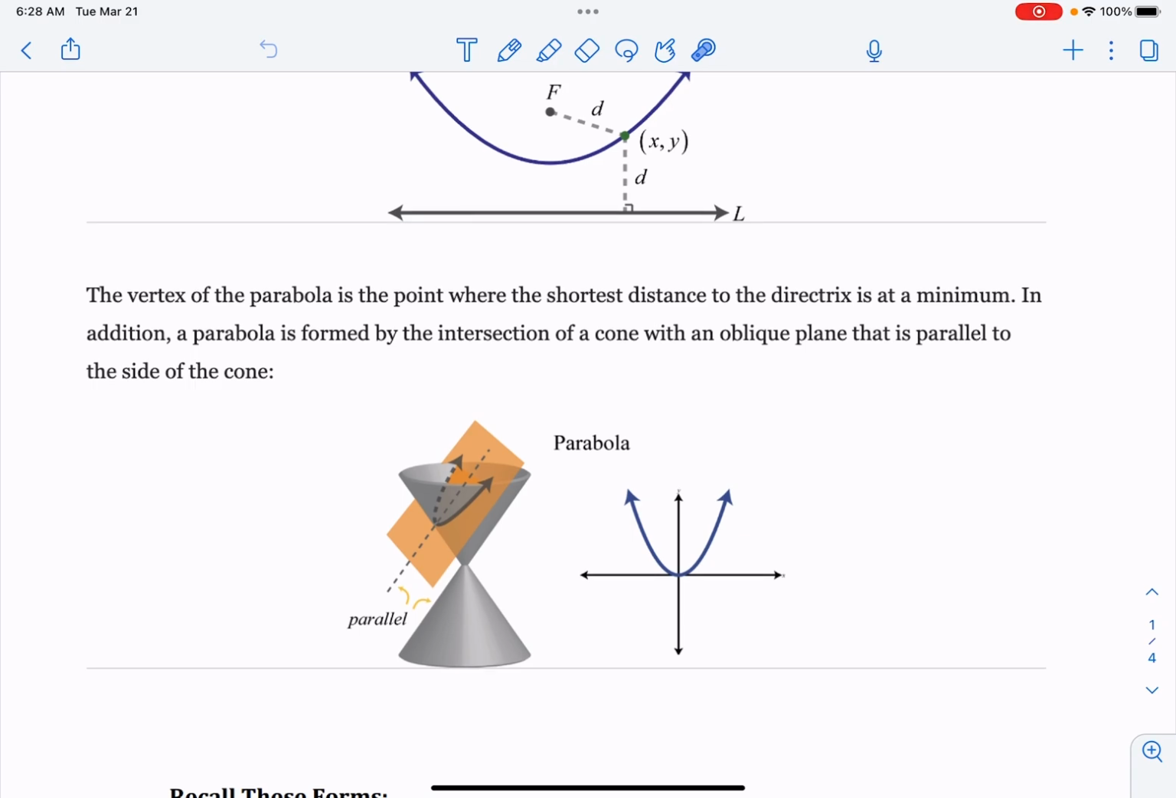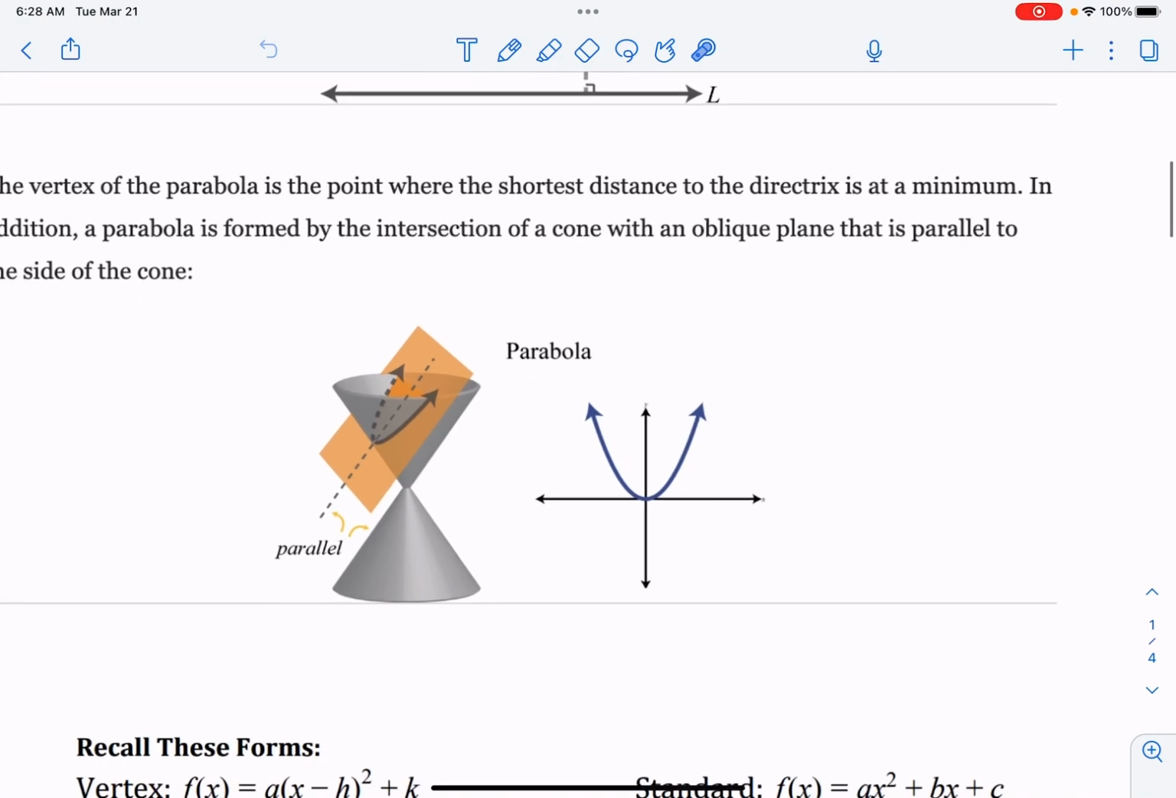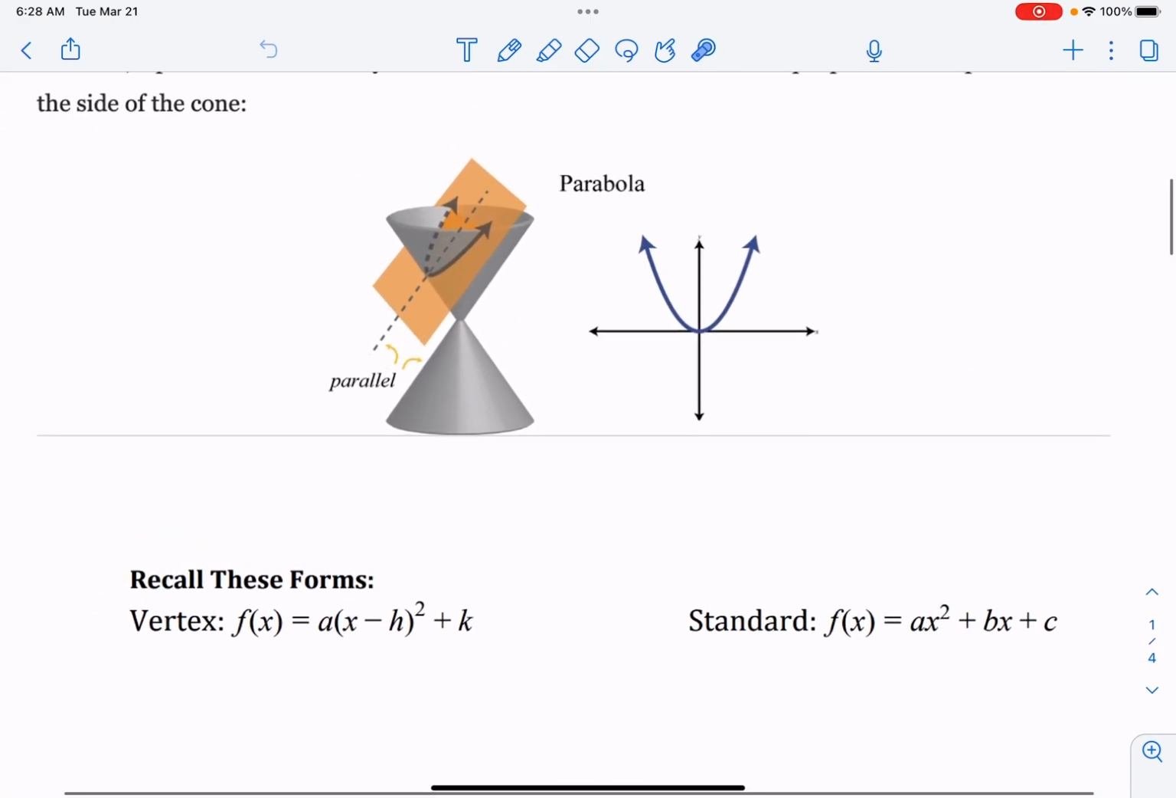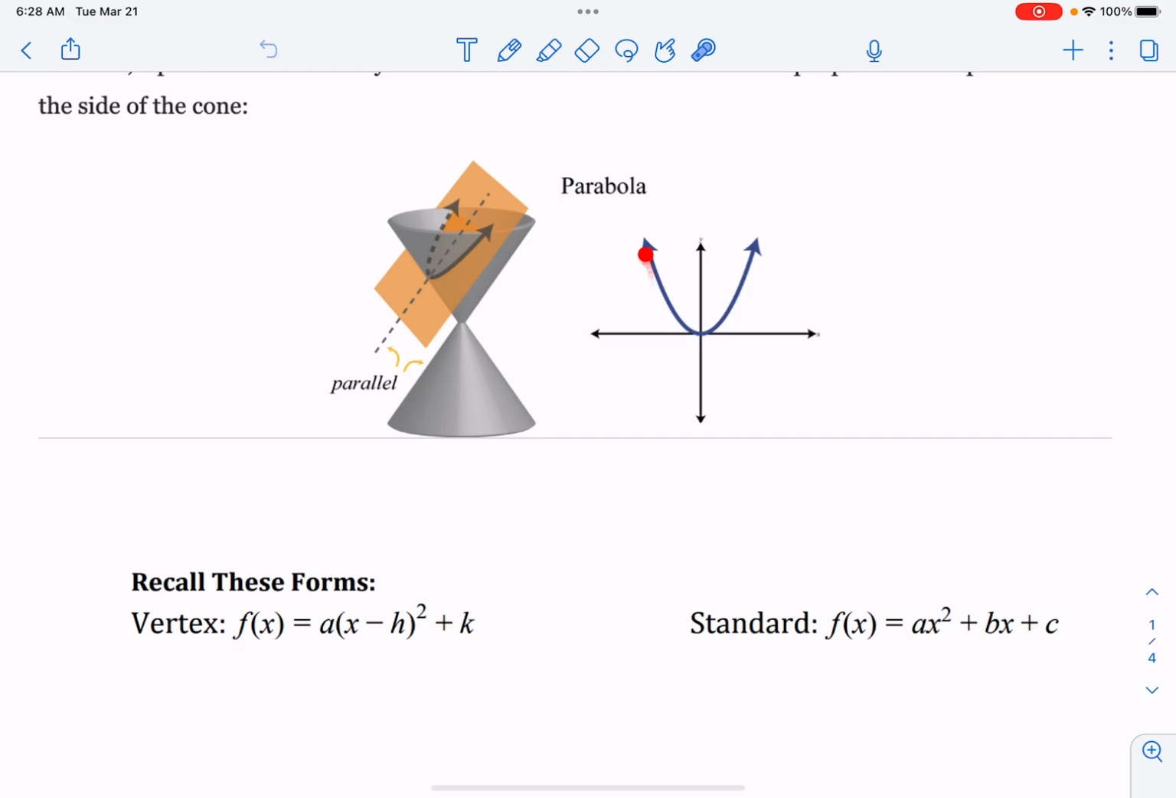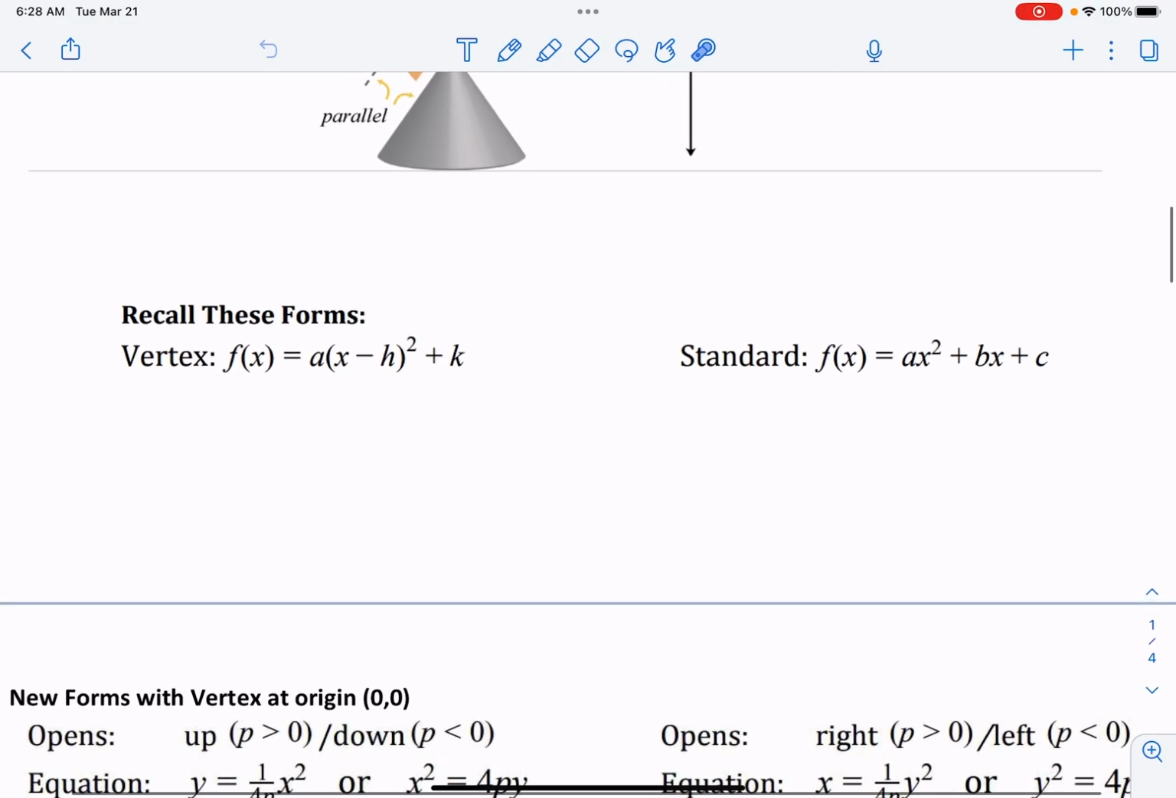Remember, we're still talking about conics, so it's this slicing that's parallel here. Notice it's going to form this parabola. So we're going to look at 4 types of parabolas, which are going to be the ones opening up, down, to the right, or to the left. So let's just make sure that we review what we've studied before.